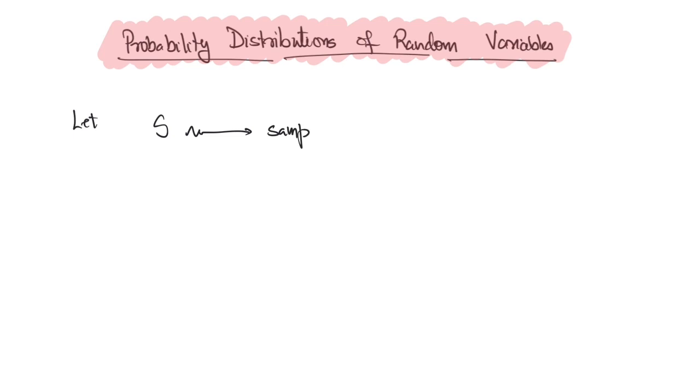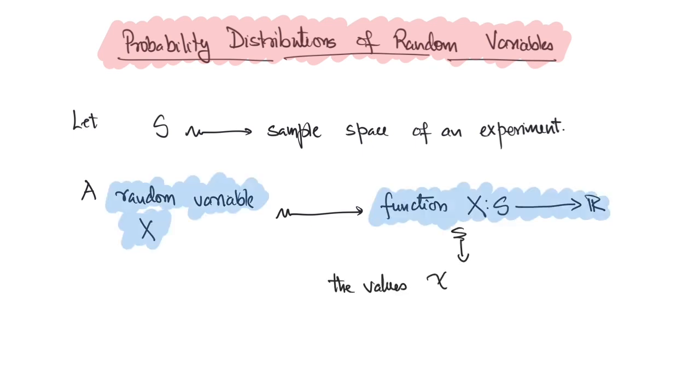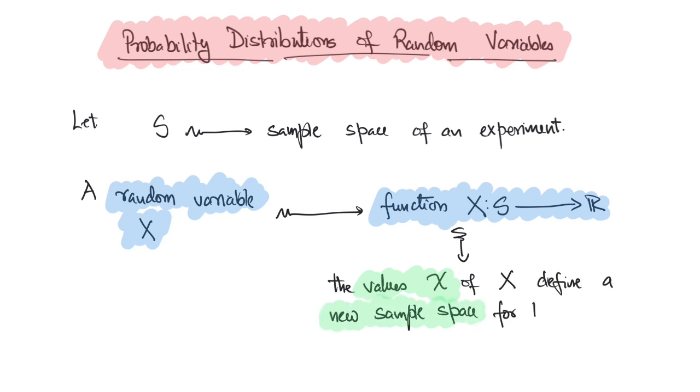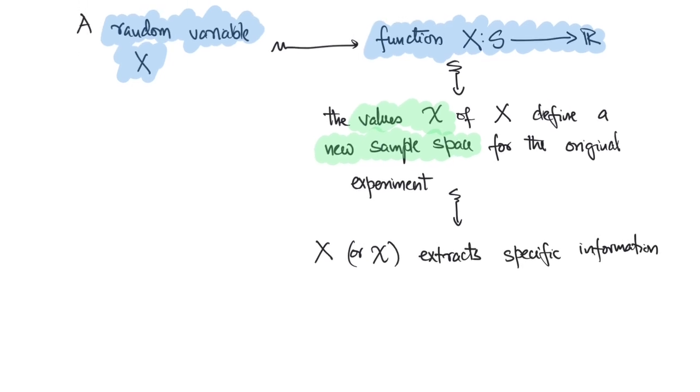Today we will talk about probability distributions of random variables. We begin by letting S be a sample space of an experiment, and a random variable X, which is a function X from the sample space S to the set of real numbers. The values of capital X, denoted by script X, will define a new sample space for the original experiment. X, or script X, extracts some specific information about an outcome in the sample space.